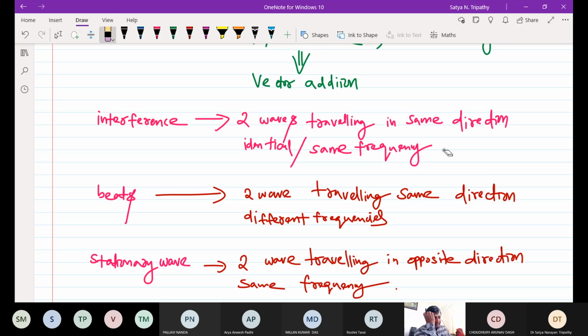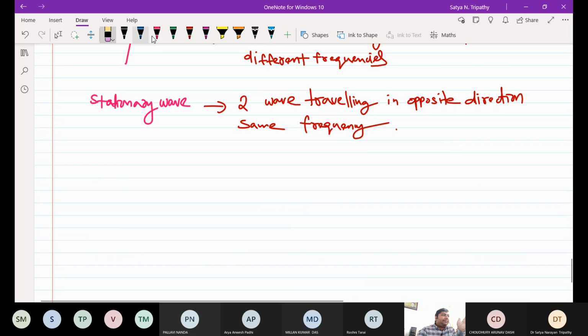Examples: interference is Young's double slit model. Beats you know from matter waves or group velocity and phase velocity. Stationary wave is basically vibration in a string. You make two sides fixed, and the string vibrates like this, or it can vibrate like this. It depends on which tone it prefers. Is it clear? Yes, sir.